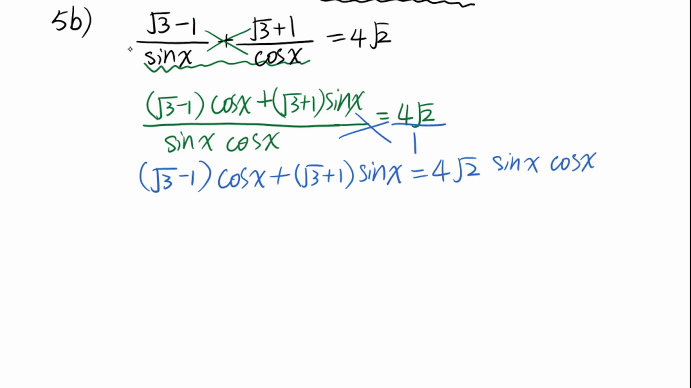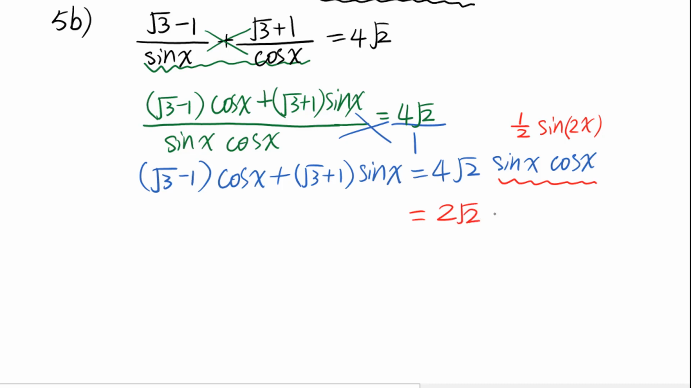We already know this sine x cosine x is 1/2 sine 2x. So we get the equation on the right side, that is 2 square root of 2 sine 2x. And this part, we got square root of 3 minus 1 cosine x plus square root of 3 plus 1, then sine x.